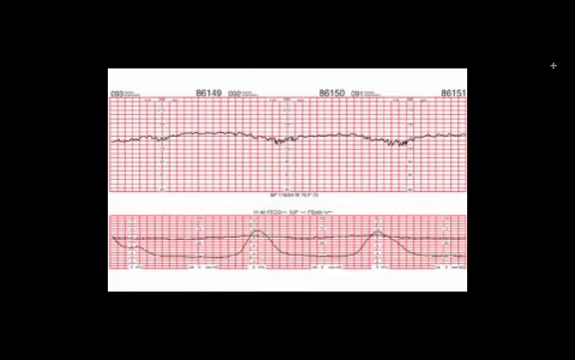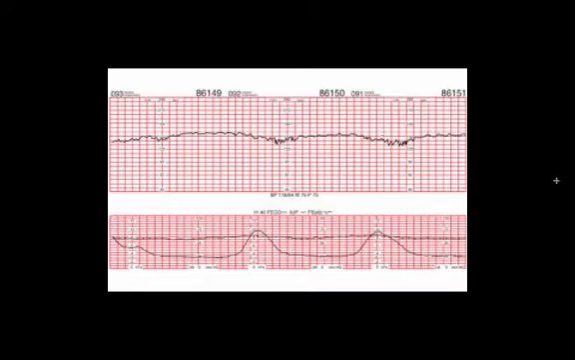Let's look at this first strip together. Now I have zoomed in on this image so it's a little more difficult to read the numbers on the strip. But I'll note here that if you see where the little plus sign is, this would be 120 beats per minute, 150 beats per minute, and 180 beats per minute.